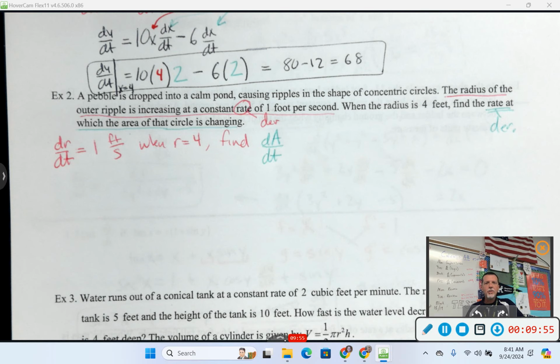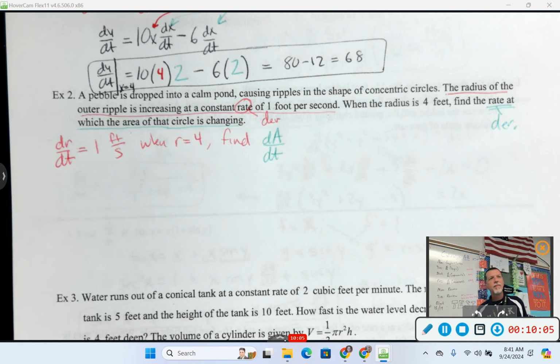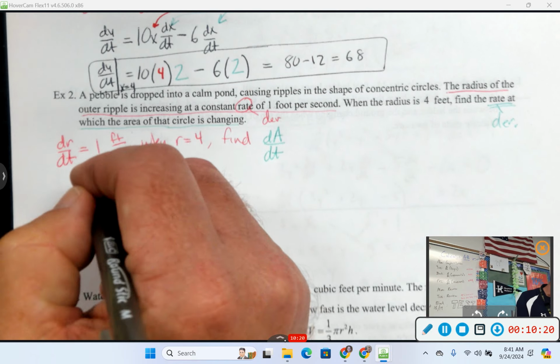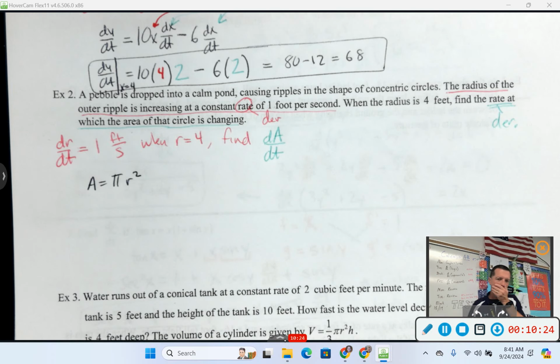Okay, so that means now I need some equation that relates area and radius. Can you think of an equation that includes area and radius? What would that be? 7th grade, 6th grade, 8th grade, whatever it was. What is it? Pi r squared. Area equals pi r squared.